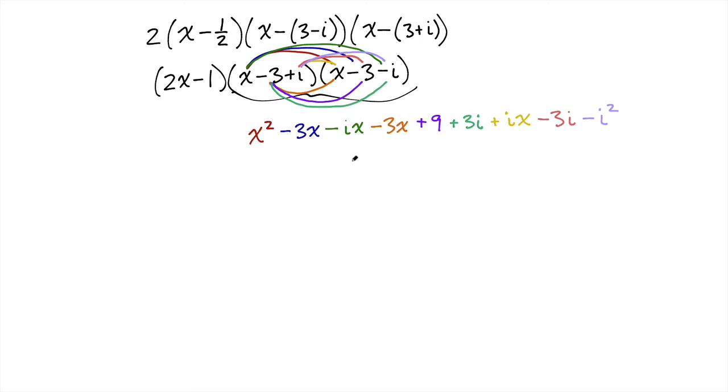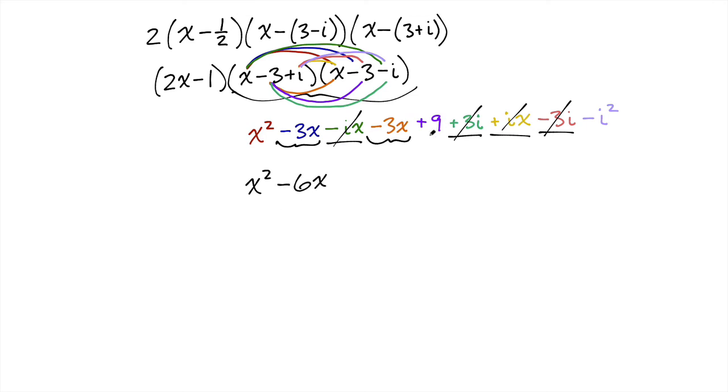But you'll notice that there's actually quite a bit that cancels. Okay, I've got here a negative ix plus ix. So those are gone. And I've got a plus 3i and a minus 3i. And those are gone. And then I can combine the minus 3x minus 3x. So I've got this x squared out in front. I've combined those two, and I have minus 6x.